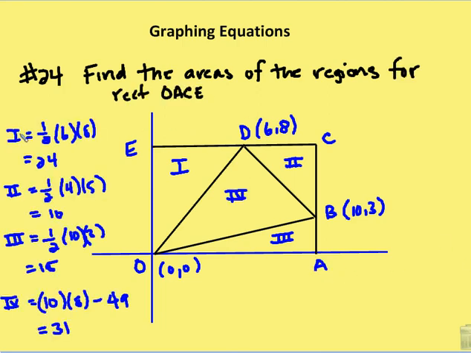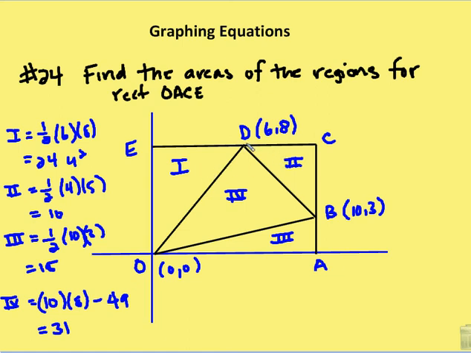So I figure out that the triangle 1 is 1/2 of the base times the height, and we'll call ED the base. And I can see that the change from E to D along the x-axis is 6. And I can see the height is going to be 8, the change along the y-axis. So I end up with 1/2 of 6 times 8, or 24 units squared, for my area for 1.